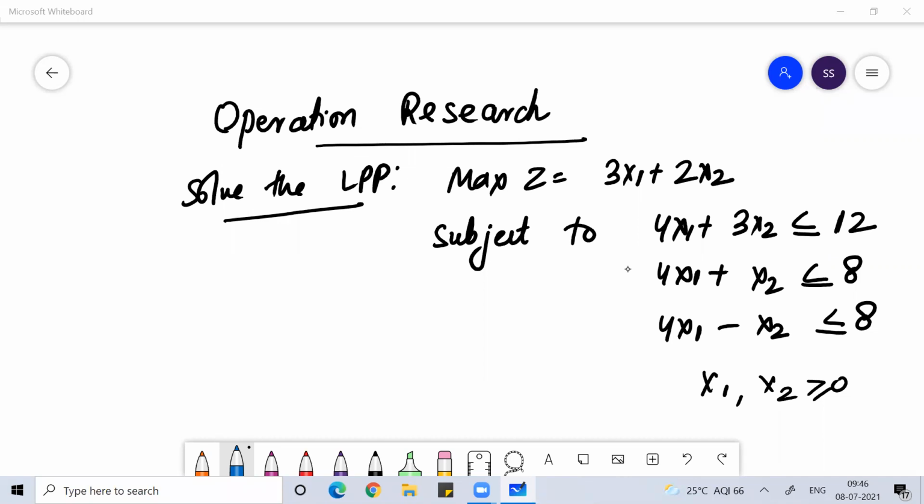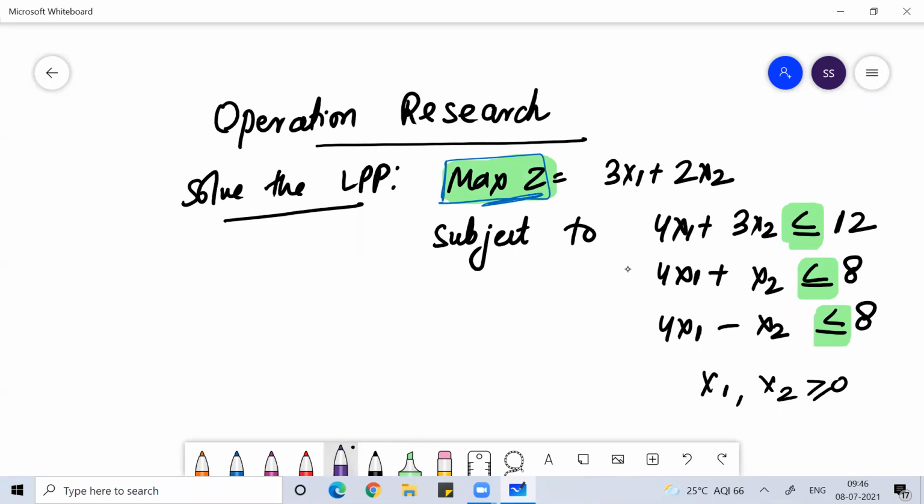Now, talking about the LPP equation, if we want to solve it by using the simplex method, we need to be very sure that our objective function is always a maximization. The constraints in the given problem should be less than or equal to. In case your objective function is not maximization, we convert the minimization objective into a maximization objective by changing its sign.